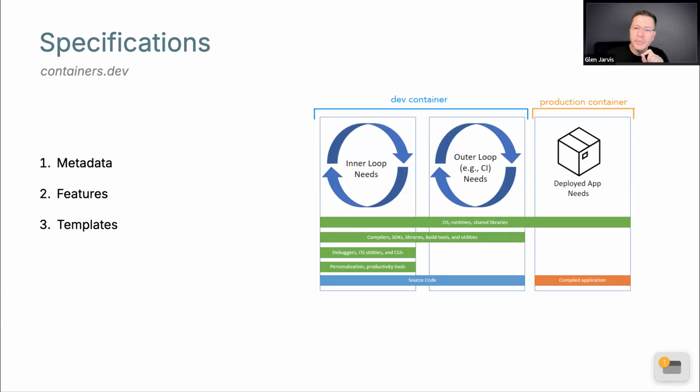Now let's break down those main pieces. First, metadata. That's where you declare the basics: the base image, what needs to be installed, and any configuration that's required. Next, features. Think of these as reusable building blocks like a Node.js installer, a Go toolchain, or a database client. So you don't have to reinvent the wheel. You already have these reusable blocks. And finally, templates. These are the built-in dev container definitions for popular use cases like Java, Python, or web front-end projects. There's also a reference implementation schema, which makes it possible for tools across the ecosystem to support that standard.